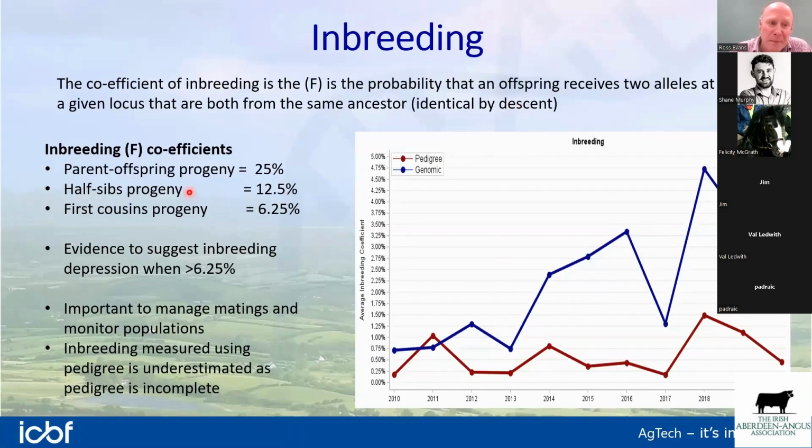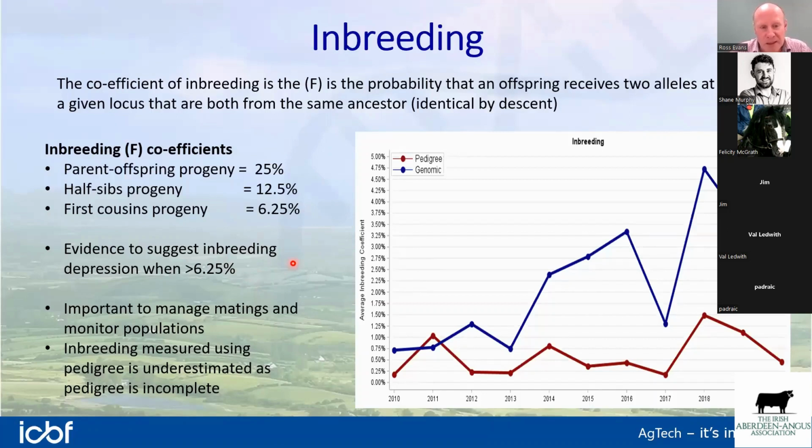Just a couple of examples here. If you had a progeny born out of a parent-offspring relationship, so if a sire was being mated with his own daughter, the resulting calf would be 25% inbred. 2 half sibs are the equivalent of 12.5% inbred, and progeny of first cousins would be about 6.25%. There is some literature evidence to suggest that once the inbreeding level goes over 6.25%, you start to see inbreeding depression, which is a reduction in the performance of that animal.